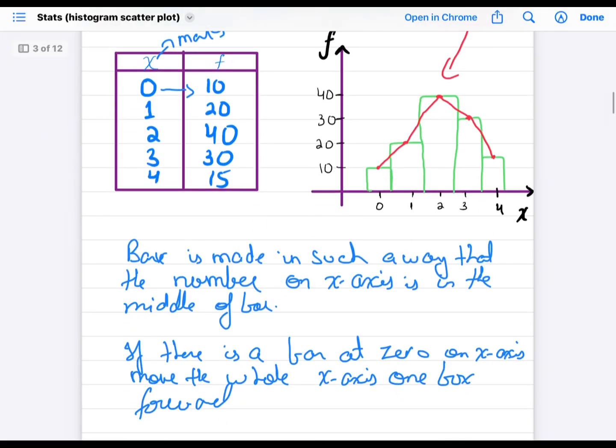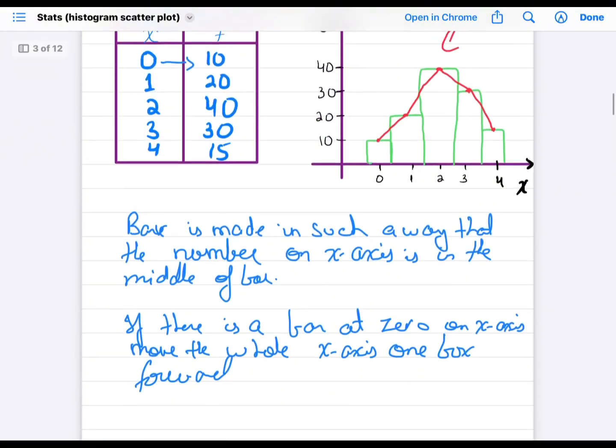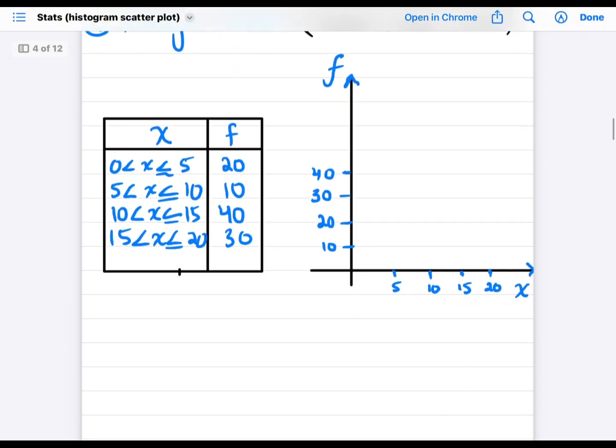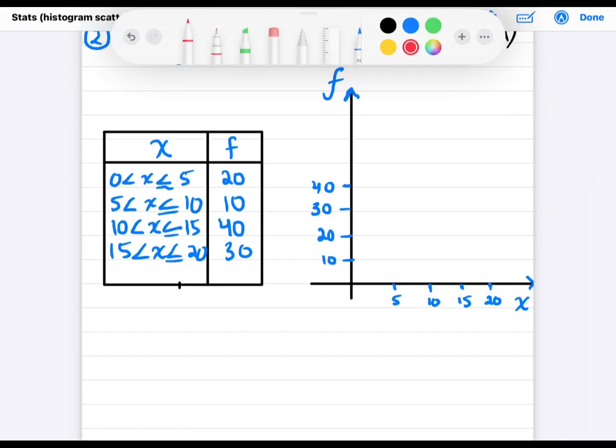Now moving towards the next part, that is the range table, and you can see that there is a bracket where we have written same class width. So how can we find the class width? You can see that in the previous part we had marks 0, 1, 2, 3, 4. Now they have given the marks as 0 to 5, 5 to 10, 10 to 15, 15 to 20. We don't know what the class is, so we need to find out the class width.